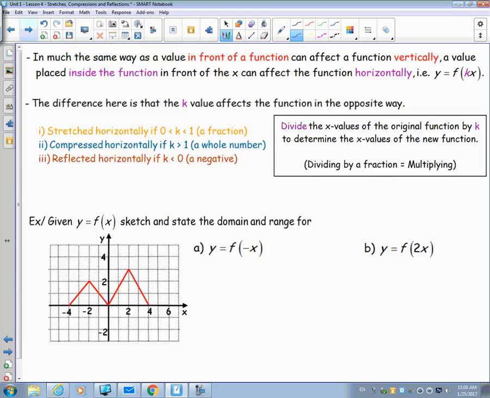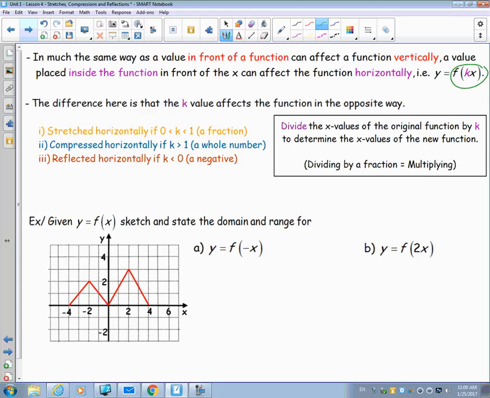Okay, back to what I was saying about the horizontal thing. So here's the second half of the lesson. Everything we do vertically, we can do horizontally. The only trick is the letter, the number appears in a different spot. So in a horizontal reflection, compression, or stretch, we put the number inside the bracket, but in front of the x.